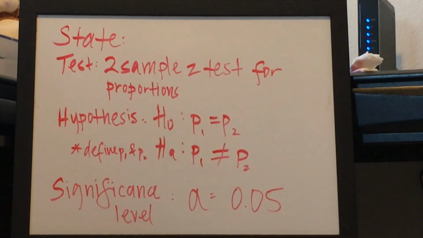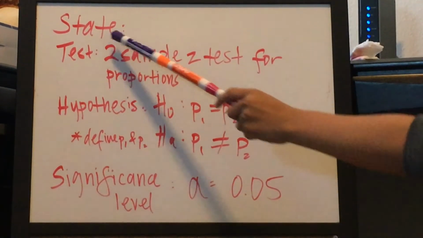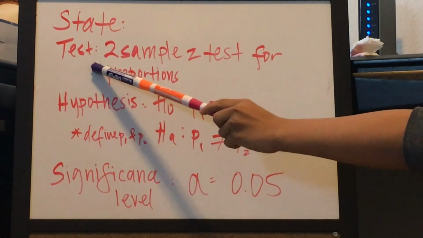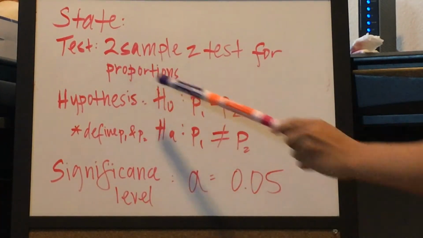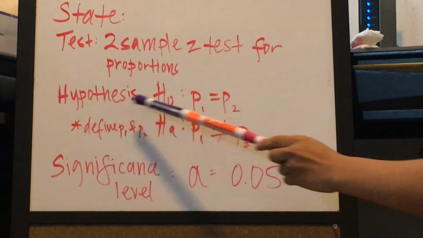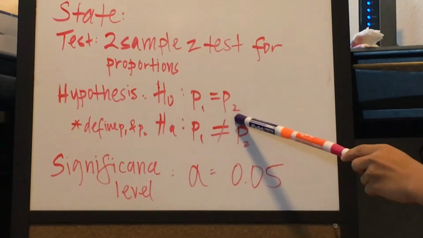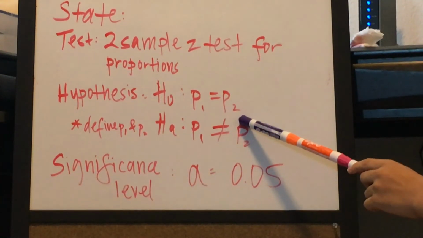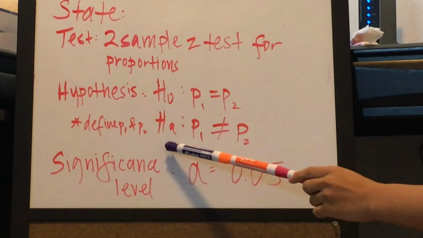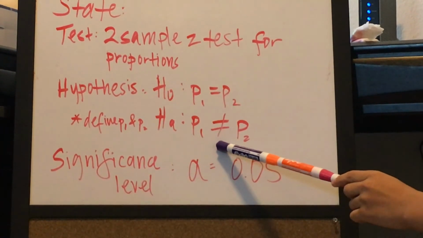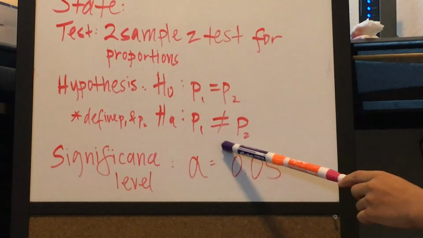So the first portion of any significance test is the state. First, you have to talk about the test. So in this case, it's a two-sample z-test for proportions. Next is the hypothesis. So this is H0, which is the null hypothesis, equals p1 equals p2. Next is Ha equals p1, and then it can be greater than, less than, or unequal to p2.